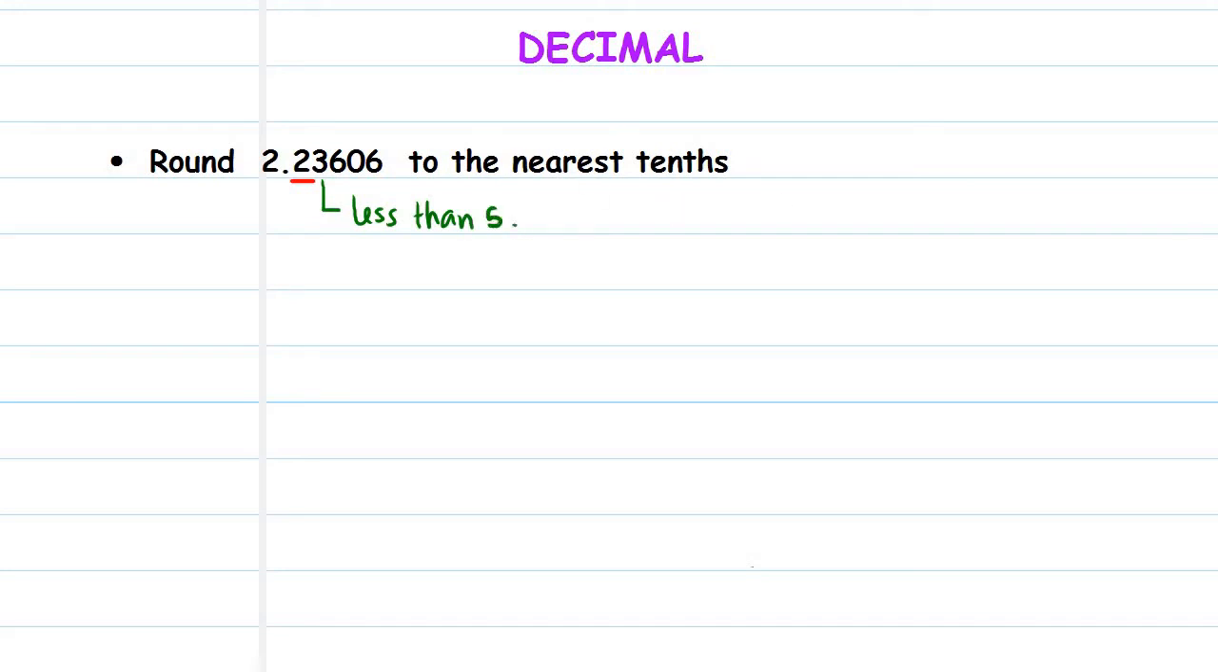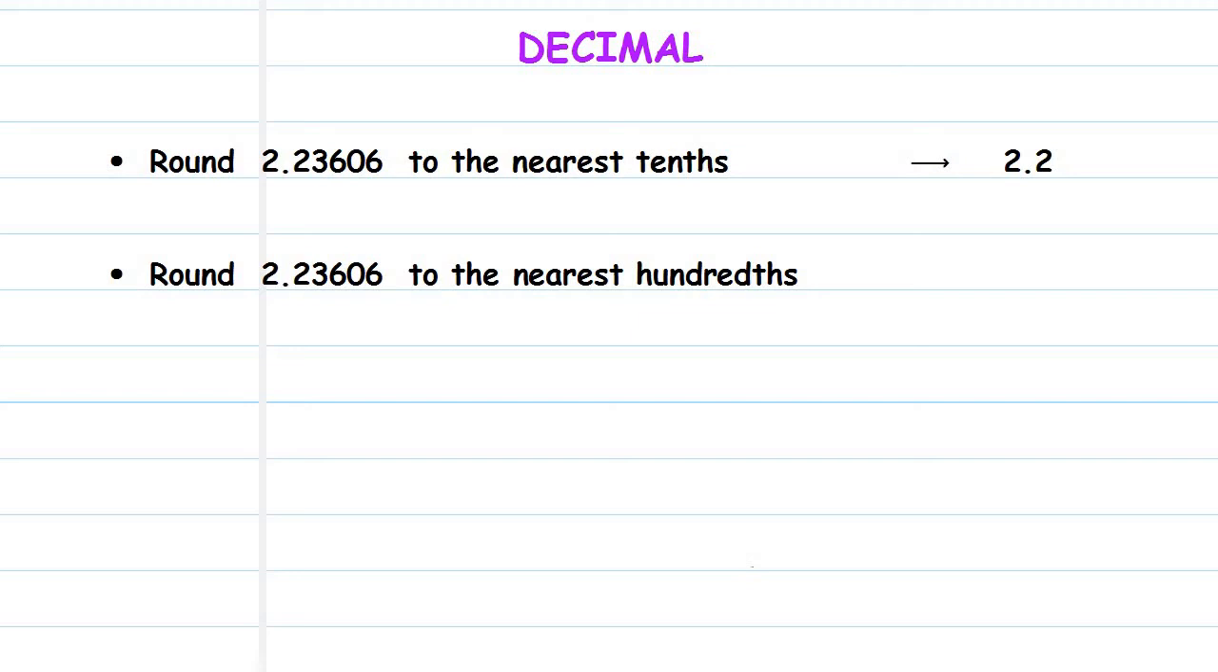So we will leave that 2 alone, and the rounded number is gonna be 2.2. Let's try rounding the same number to the nearest hundredths. In this case, it's the number 3, and the number on the right of that 3 is 6, which is more than 5. So, we're gonna increase that 3 by 1 to 4, and the rounded number is gonna be 2.24.